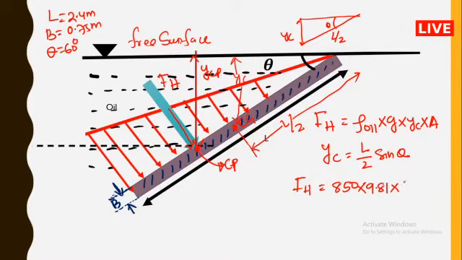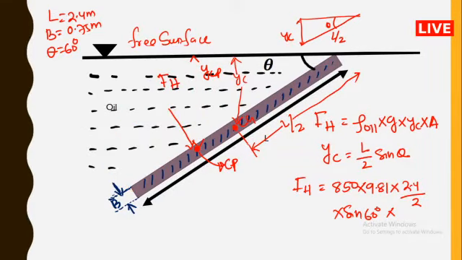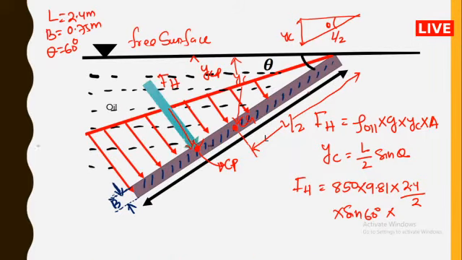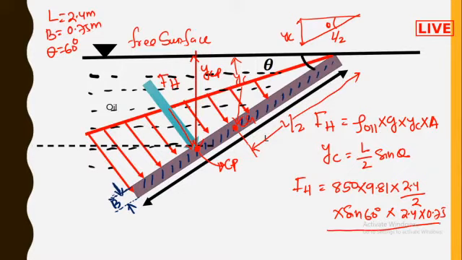So this is L by 2, this is 2.4 by 2, into sine 60 degree. Okay, and this is the area of the plate. Area is how much? This is the projected area, this is L into B. So L is 2.4 into 0.75. If you want to find out in kilonewton, divided by 1000.